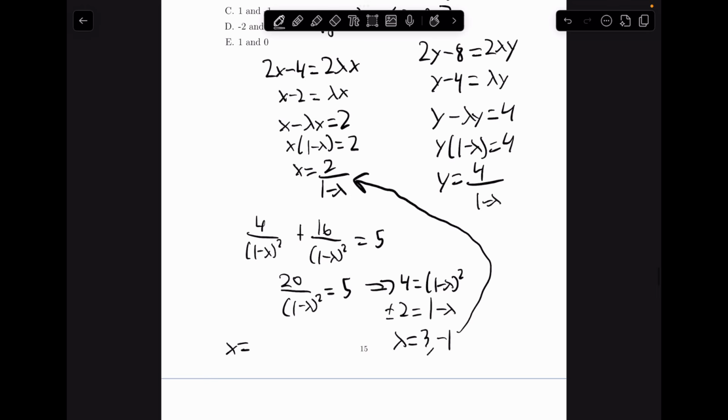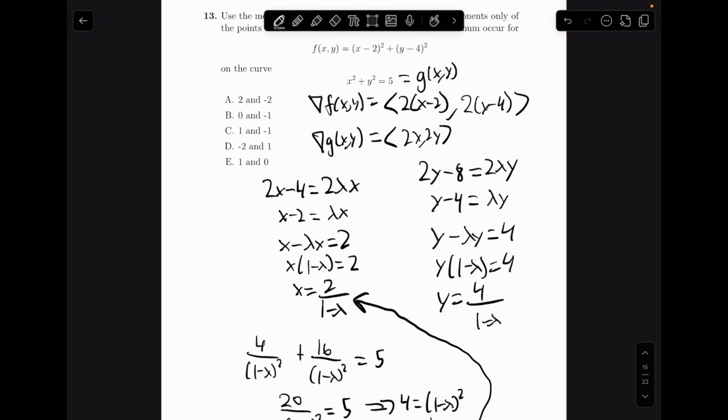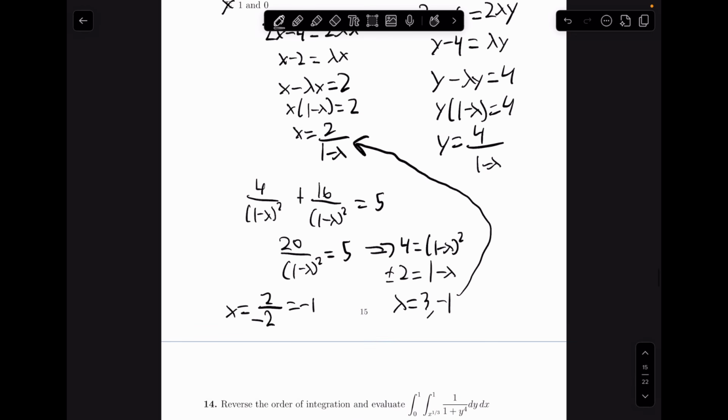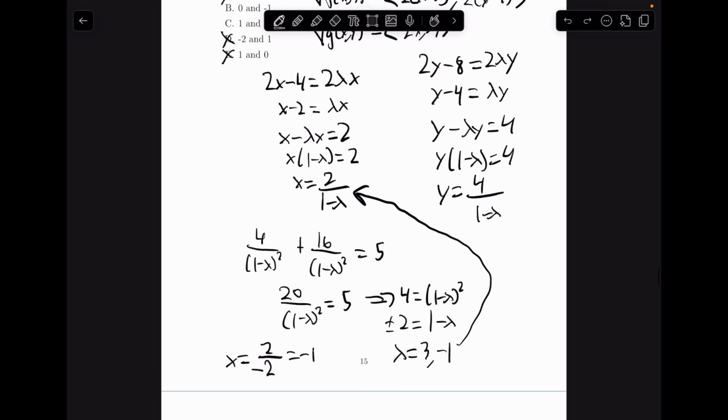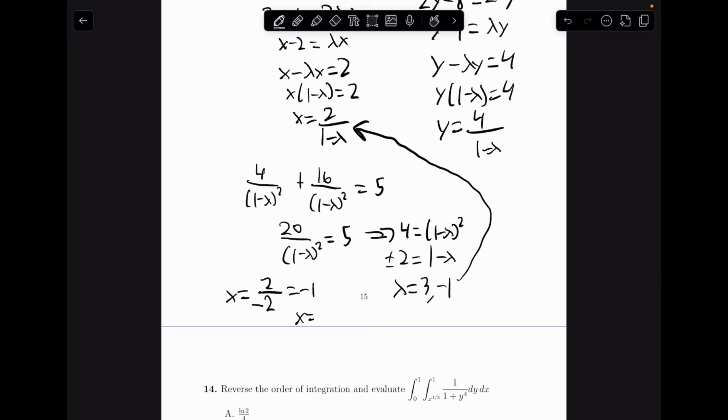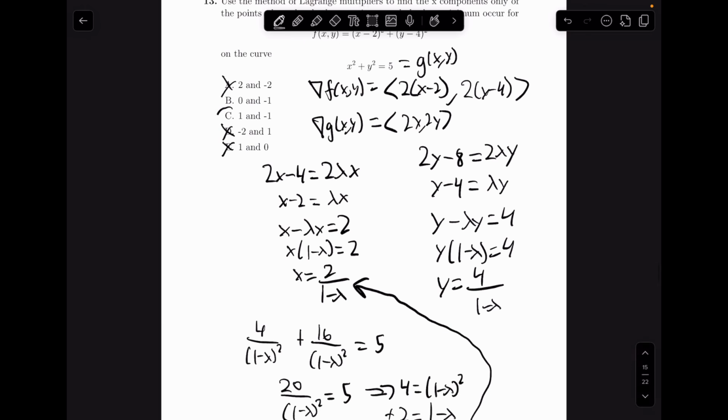Okay, so x is going to be equal to, so lambda equals 3 first, 2 over 1 minus 3. That's negative 2. So we have negative 1. So D, E are all gone. A is gone. And okay, well, there's no real chance x can be 0 just based off this equation, but we'll plug it in anyways. Or x is going to be equal to, for the lambda equals negative 1 case, still 2 over 1 minus negative 1, or 2, and that is 1, so our answer is C.